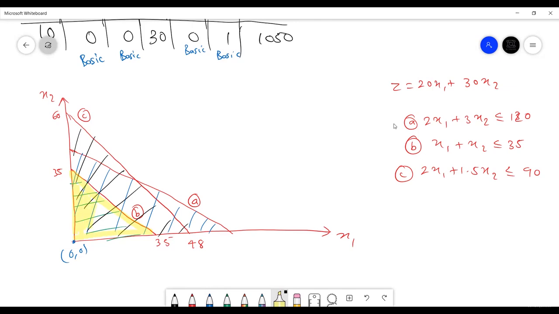So what are the extreme points here? There are three extreme points. One is 0, 0. Another is 0, 35. The other is 35, 0. When x1 is 0 and x2 is 0, z is also 0. When x1 is 0 and x2 is 35, z is 1050. When x1 is 35 and x2 is 0, z is 700.